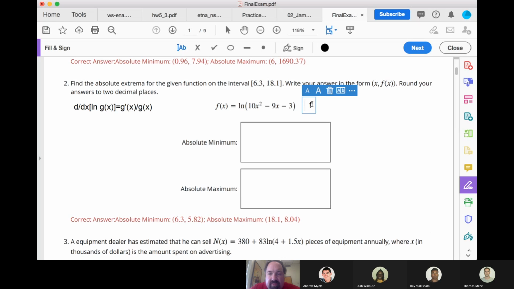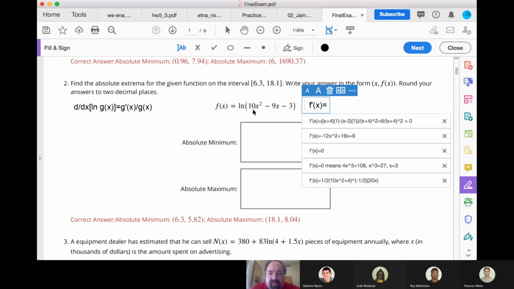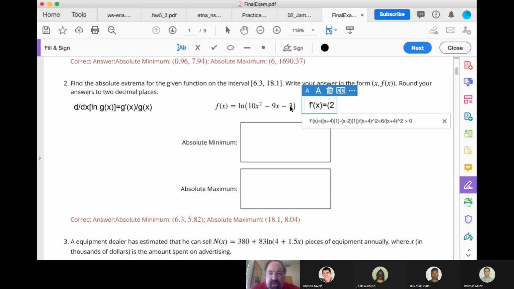So what that gives you is the derivative of what you're taking the log of. So that would be 20x minus 9, and then divided by the function you're taking a log of. So just repeating that denominator there. Okay. So then you would take this derivative and set that equal to 0.